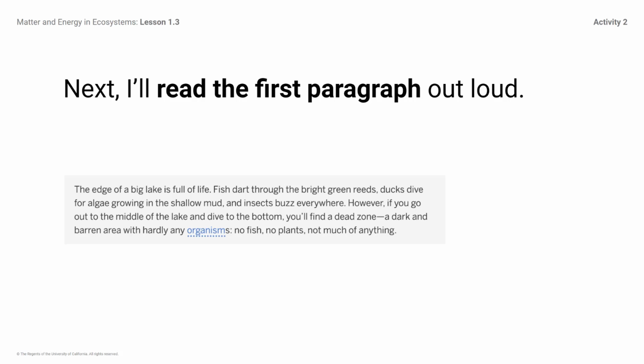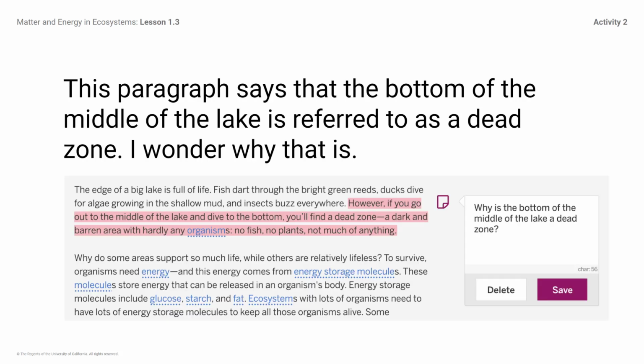Next, I'll read the first paragraph out loud. The edge of a big lake is full of life. Fish dart through the bright green reeds, ducks dive for algae growing in the shallow mud, and insects buzz everywhere. However, if you go out to the middle of the lake and dive to the bottom, you'll find a dead zone, a dark and barren area with hardly any organisms. No fish, no plants, not much of anything. This paragraph says that the bottom of the middle of the lake is referred to as a dead zone. I wonder why that is. Why is the bottom of the middle of the lake a dead zone?